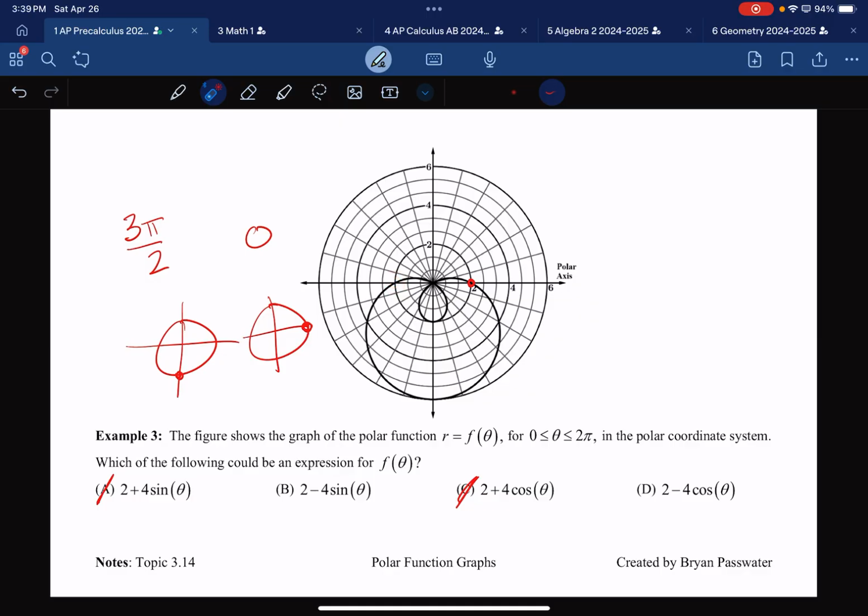We need some other value. I'm trying to figure out what is a good point to test that will definitely distinguish between these two graphs. I don't really have any good ideas. I guess we can just plug in that one and see what happens. I have a feeling that that one's going to switch to that one. I don't know. Let's go ahead and test it. We're going for it, guys.